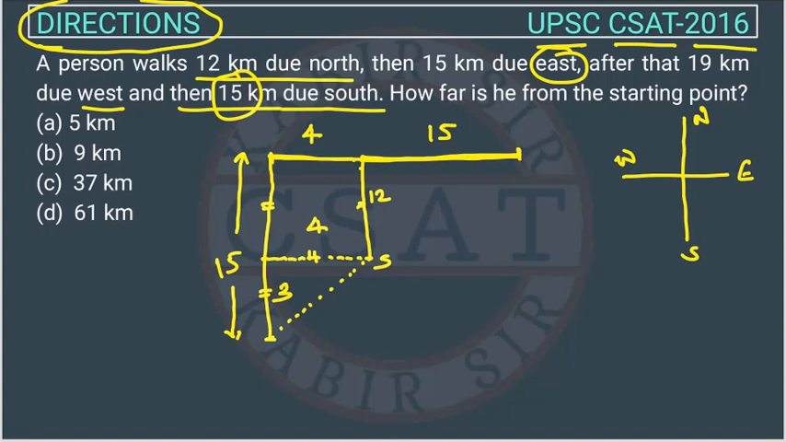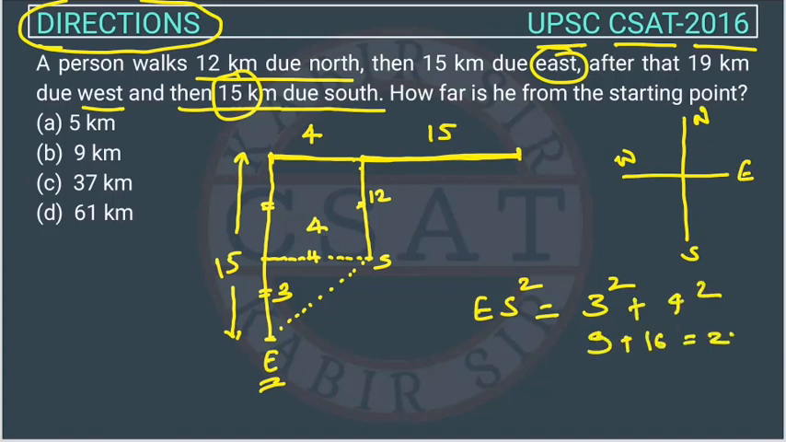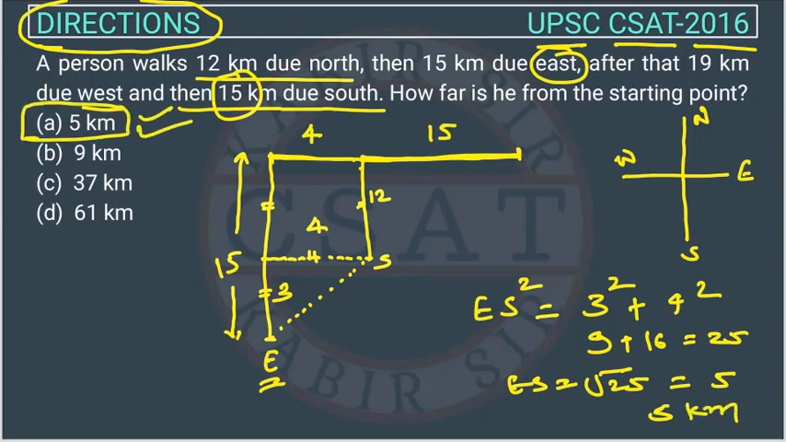Now we simply will use the Pythagoras theorem. So I told in the Pythagoras theorem, this is the end point, right? So we have to find ES. So ES square will be equal to 3 square plus 4 square. So this will be 9 plus 16. This will be 25. So ES will be square root of 25. So this is equal to 5. So 5 kilometers. So the answer is option A. So this is the answer, right?